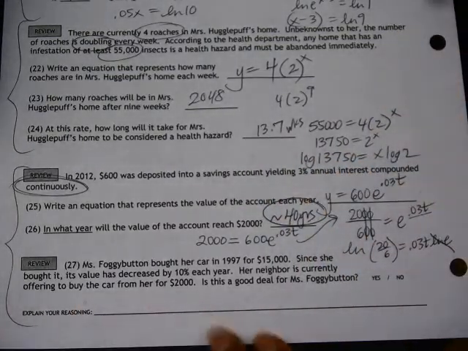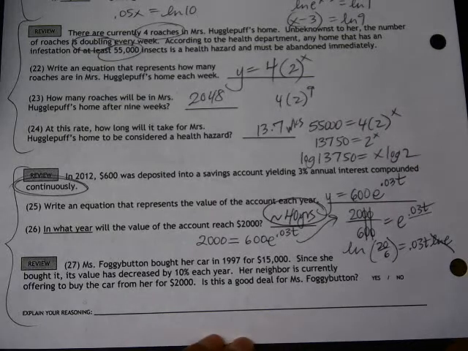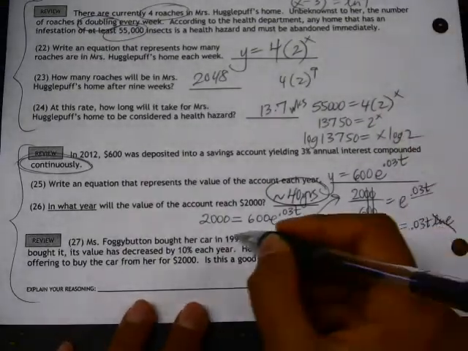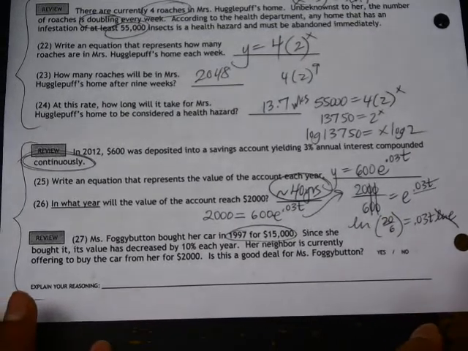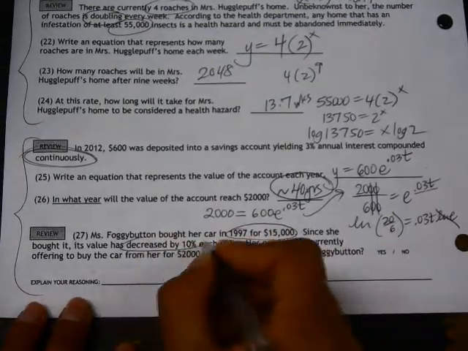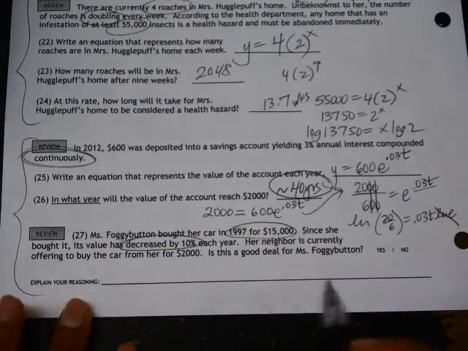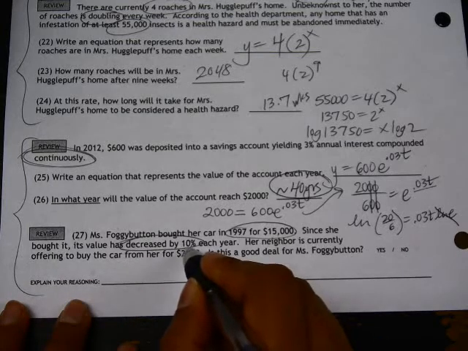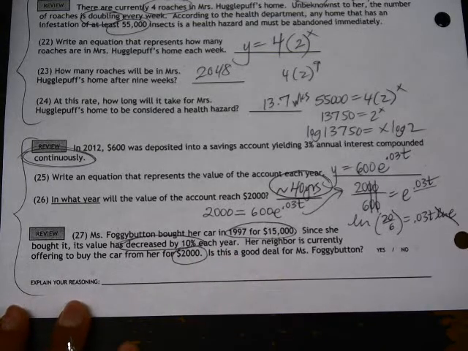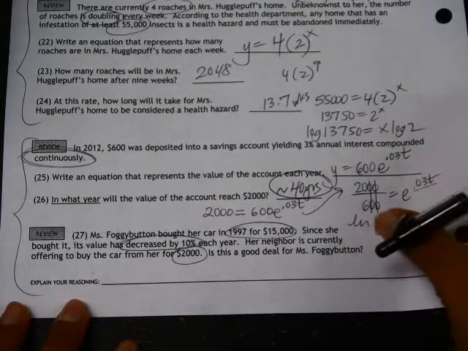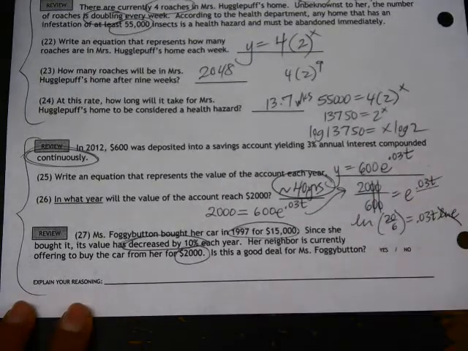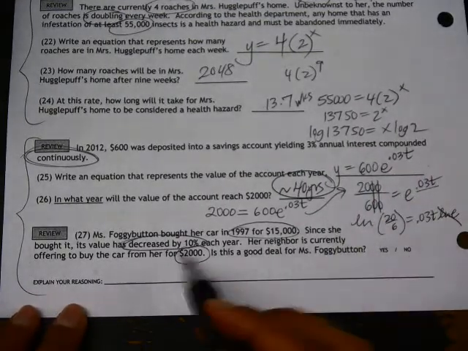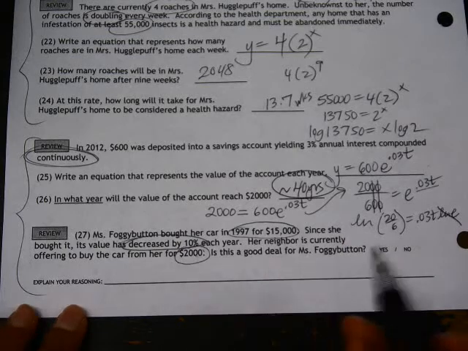Okay, and on the last problem here, Miss Foggy Button bought her car in 1997 for $15,000. Since she bought it, its value has decreased by 10% each year. Her neighbor is currently offering to buy the car for $2,000. Is this a good deal for Miss Foggy Button? So let's first see how much the car is actually worth right now, and then we can compare it to how much the neighbor's paying.